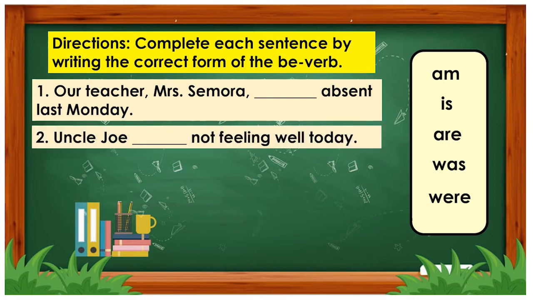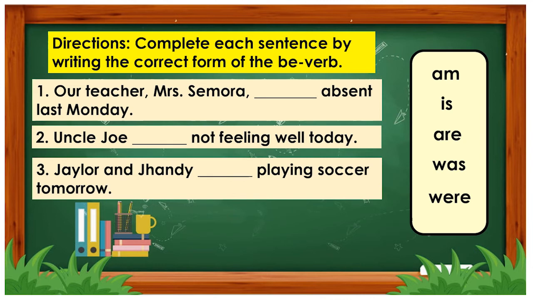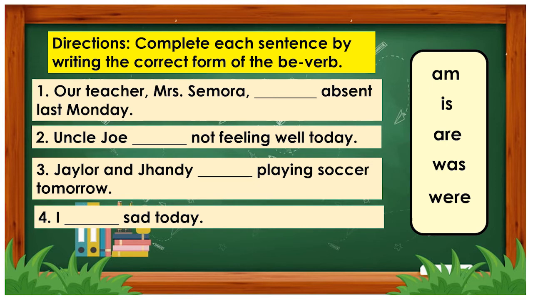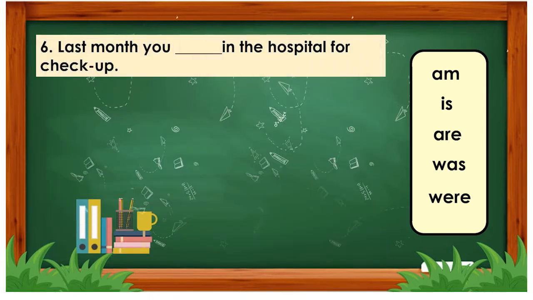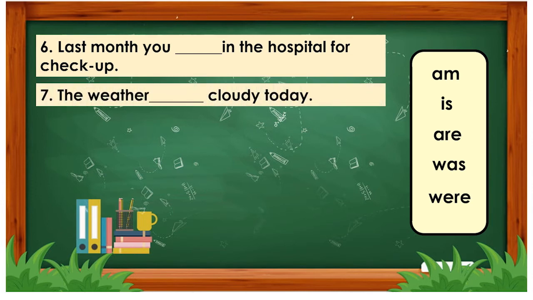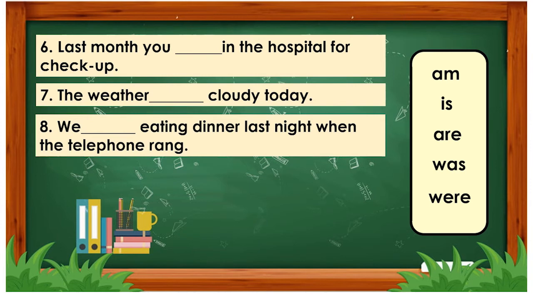Number 2. Uncle Joe, blank not feeling well today. Number 3. Jaylor and Jendi, blank playing soccer tomorrow. Number 4. I blank sad today. Number 5. You blank hiding at the corridor. Number 6. Last month, you blank in the hospital for checkup. Number 7. The weather blank cloudy today. Number 8. We blank eating dinner last night when the telephone rang.